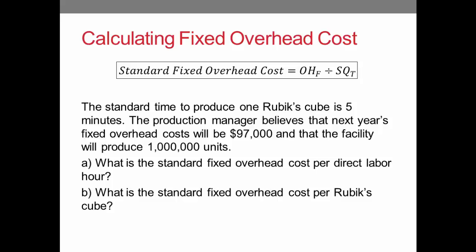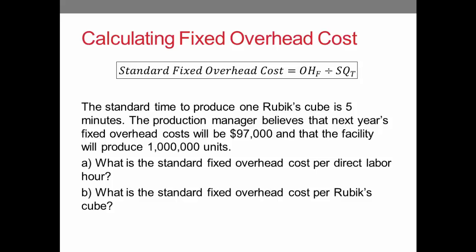The standard time to produce one Rubik's Cube is 5 minutes. The production manager believes that next year's fixed overhead cost will be $97,000 and that the facility will produce 1 million units. There are two problems here. The first is A, what is the standard fixed overhead cost per direct labor hour? And the second is what is the standard fixed overhead cost per Rubik's Cube?